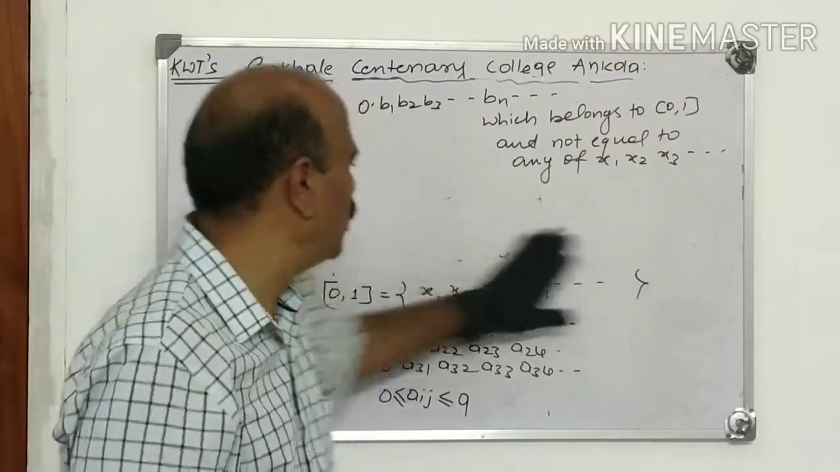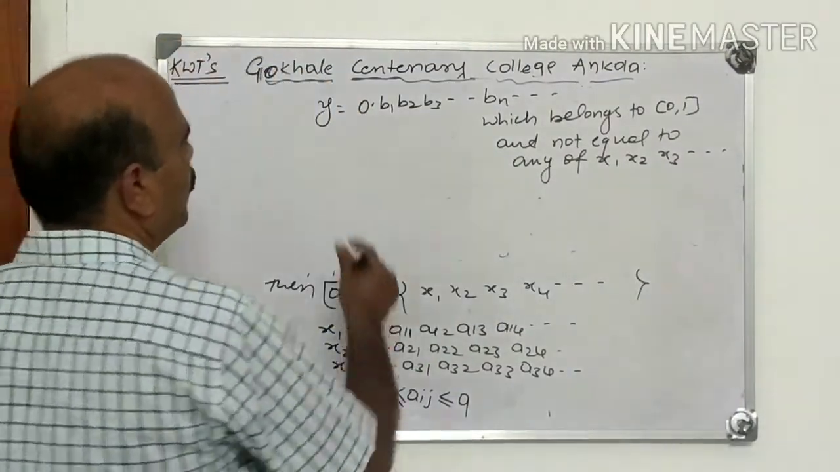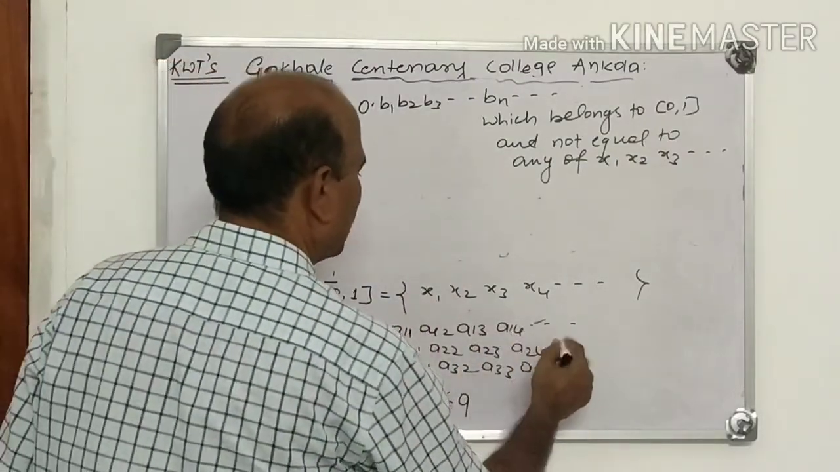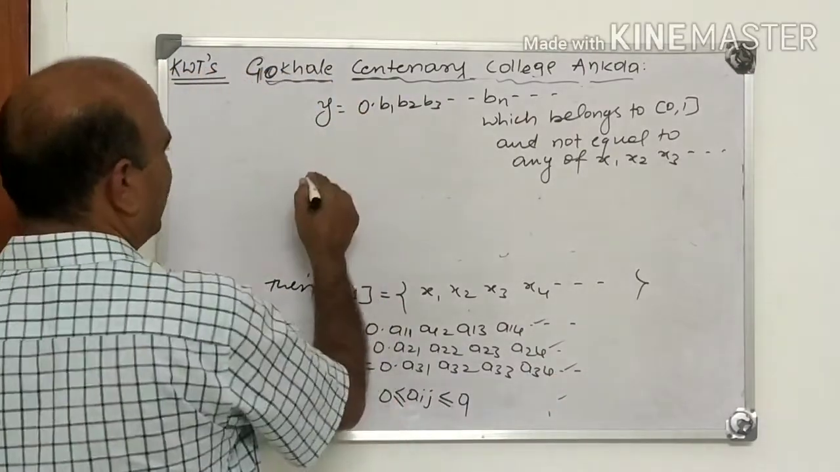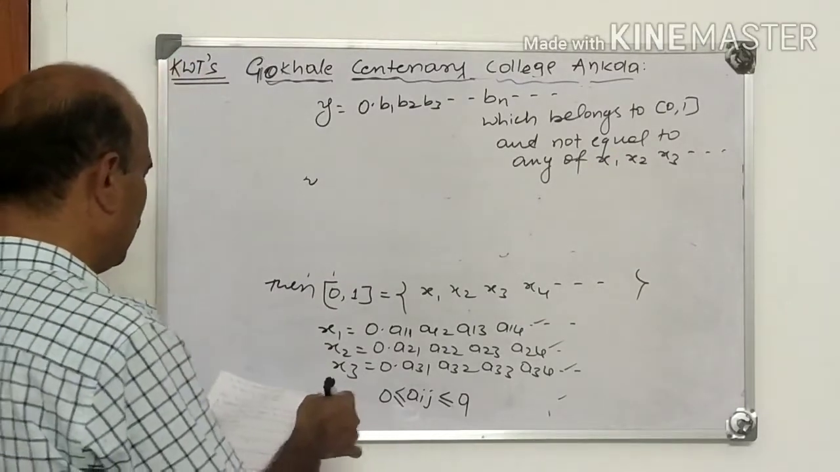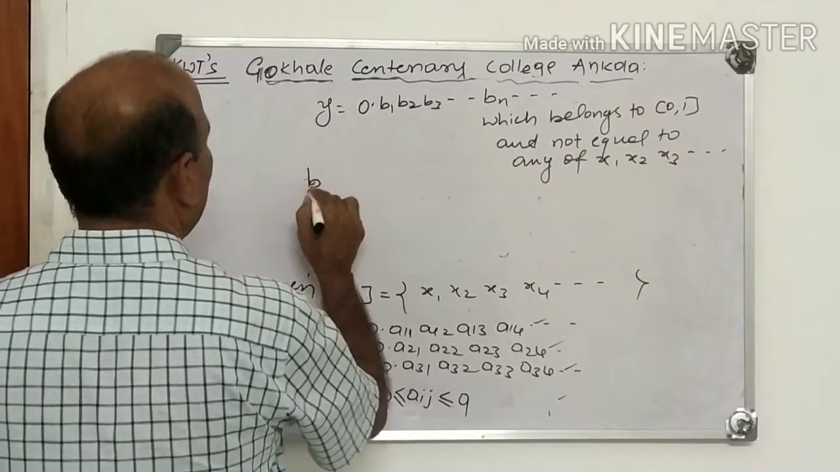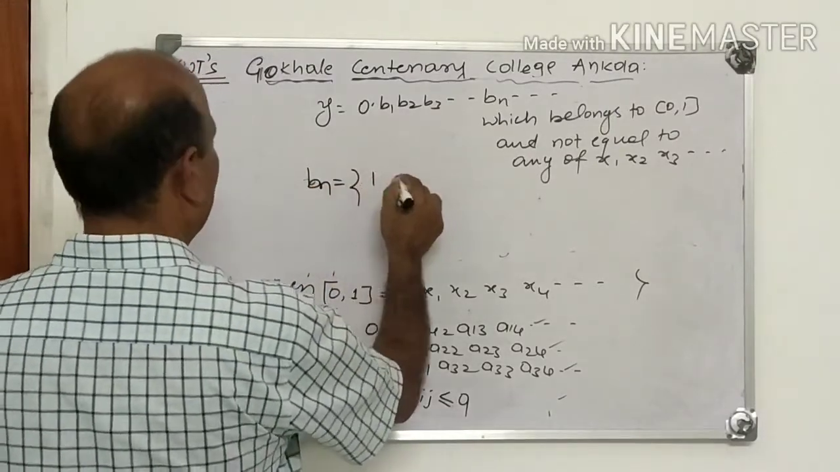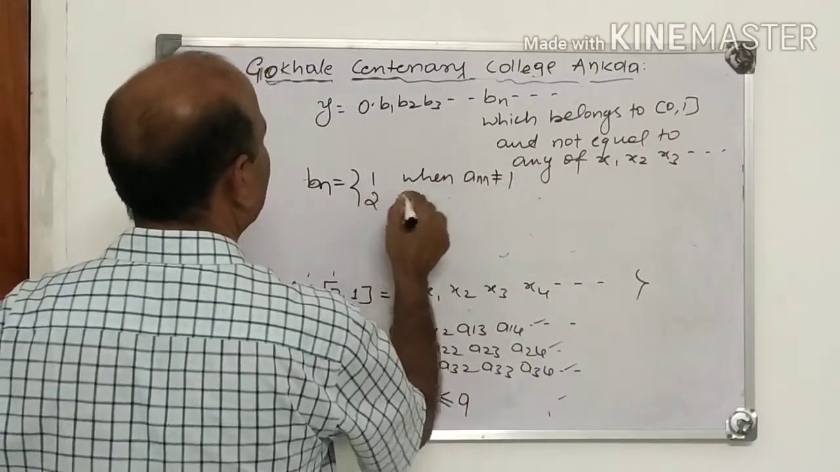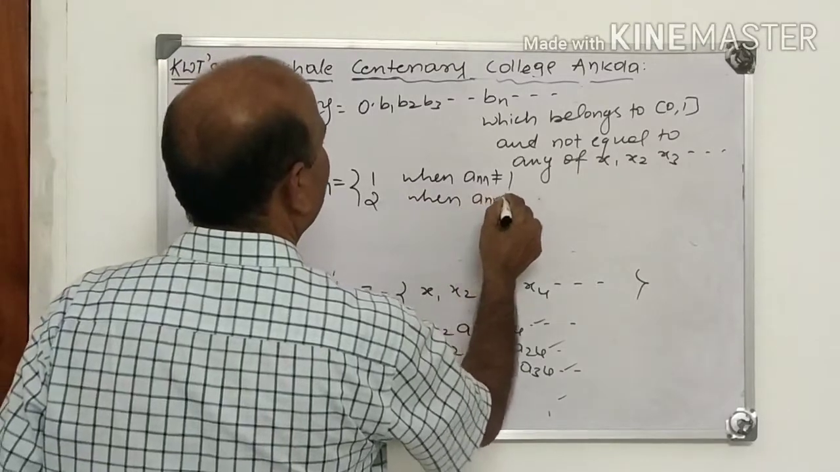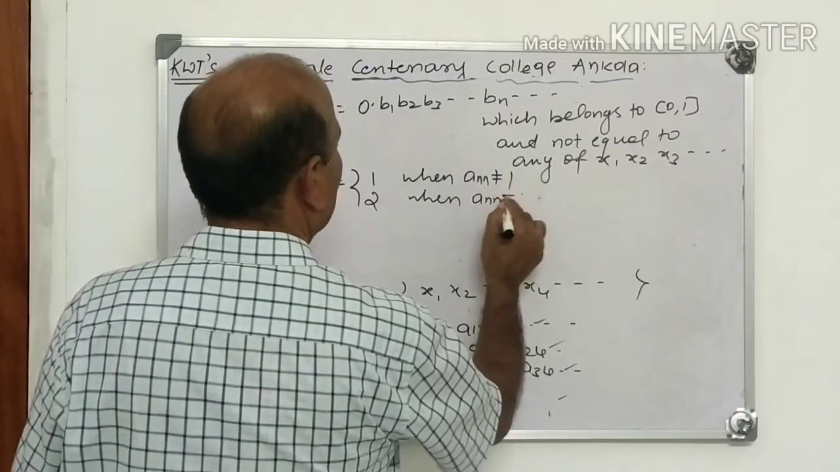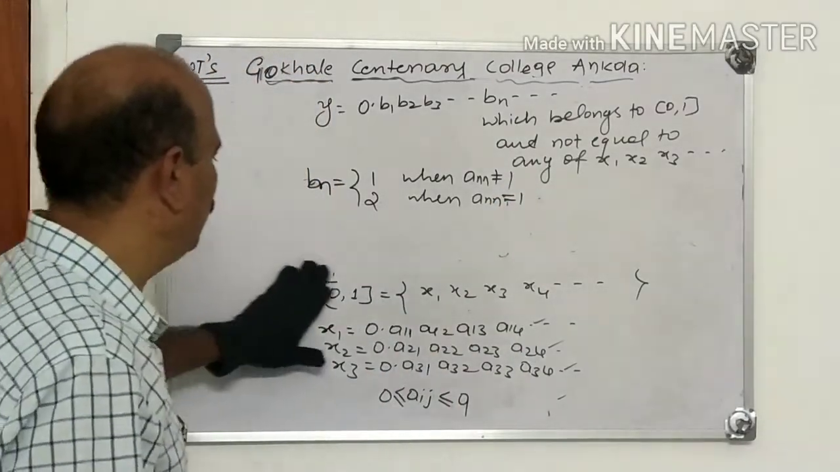Now we have to prove this. What do we have to prove? We have to prove that there exists an element y which is not equal to any one of these x1, x2, x3 and so on. For that, we define b1, b2, etc. like this: bn is equal to 1 when ann is not equal to 1, and it is 2 when ann is equal to 1. This is the important thing now.